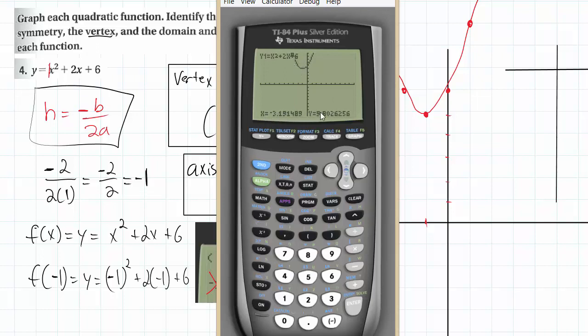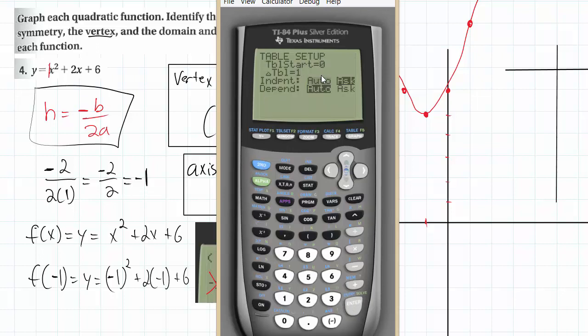And I can use the trace function as well on the graph, but it's just not super precise. So again, use table values. You can do it by hand. I choose to use a calculator to help me out, but I can plug in all the convenient x values. I choose to center it at -1. Here it's centered at 0.